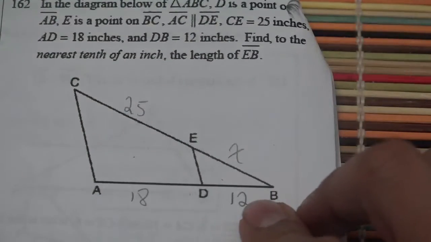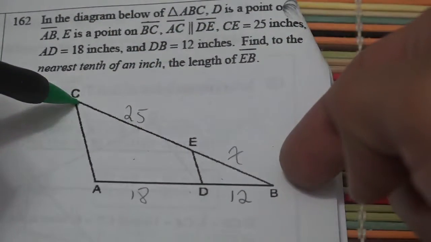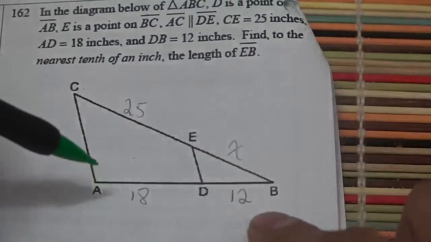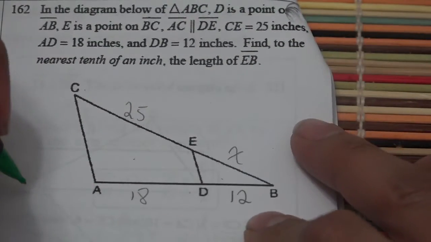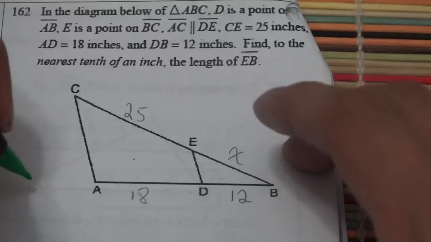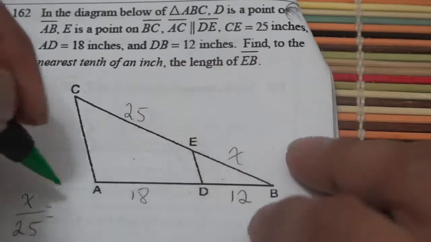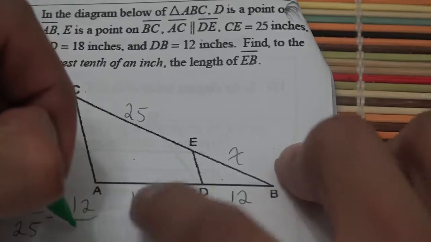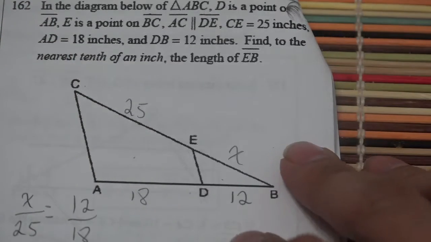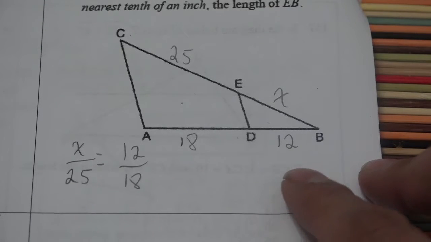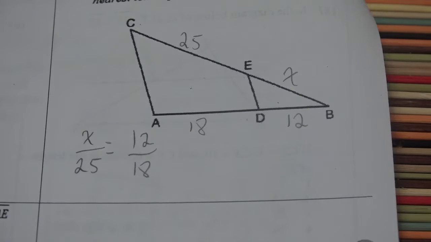I could use the shortcut here. Look, this one right here, the measures are on the outside, so I can use the shortcut. So what do I do? Easy, compare segments to segments. So x is to 25 as 12 is to 18. You cross multiply and you find x, and that's it.